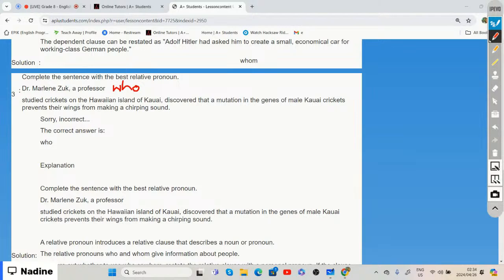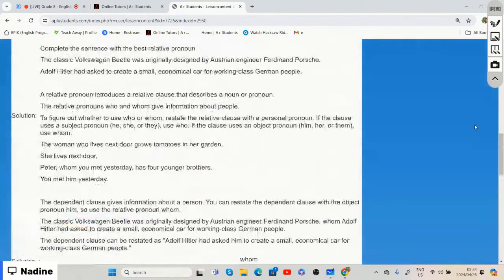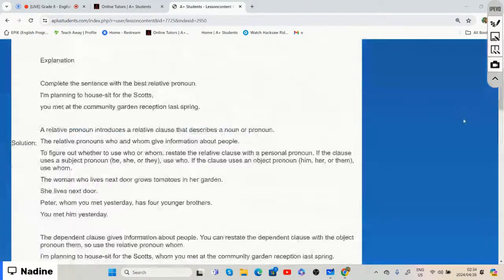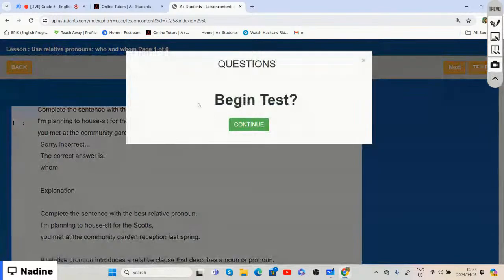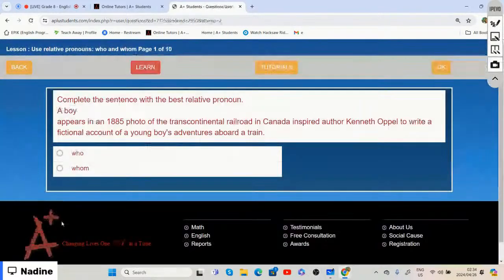All right, so now let's go to our test. So now we're going to the test where we're going to use relative pronouns such as who and whom, right?